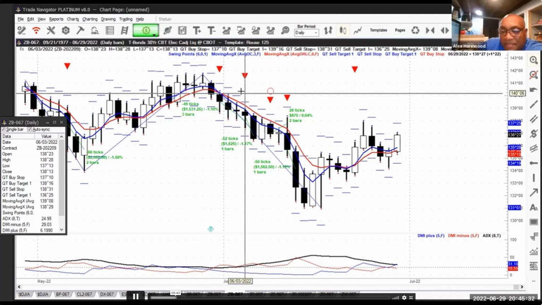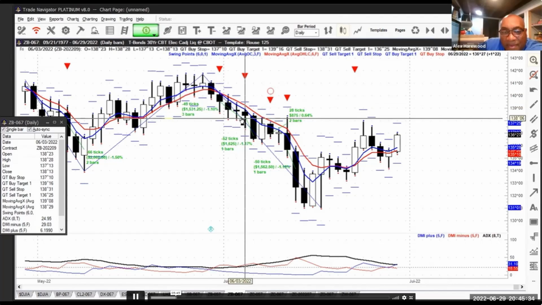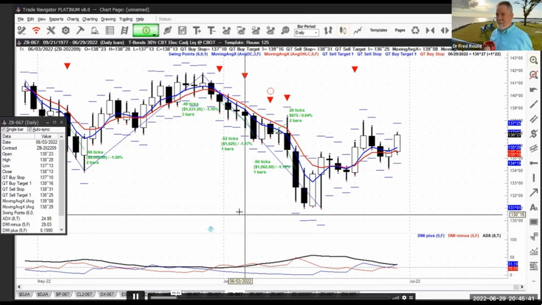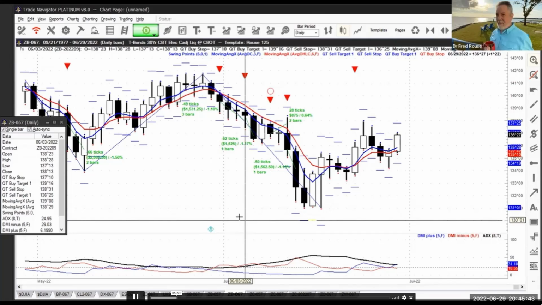Right. Okay. Do we take that? This was still looking okay. The reason it looked okay is that right underneath, ADX and DMI are still good. I got a reasonable downtrend here.